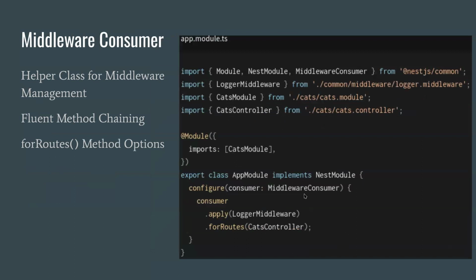MiddlewareConsumer. The MiddlewareConsumer is a helper class. Here you can see we're importing it from NestJS Common. It provides several built-in methods to manage middleware, and these methods can be chained in a fluent style. The forRoutes method can take a single string, multiple strings, a RouteInfo object, a controller class, or multiple controller classes.